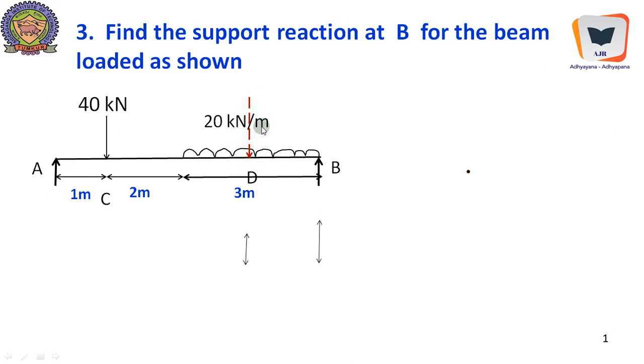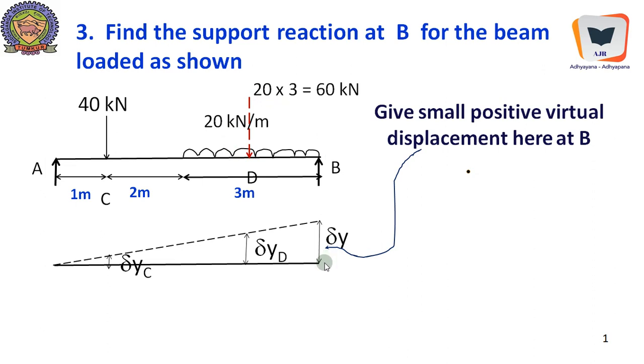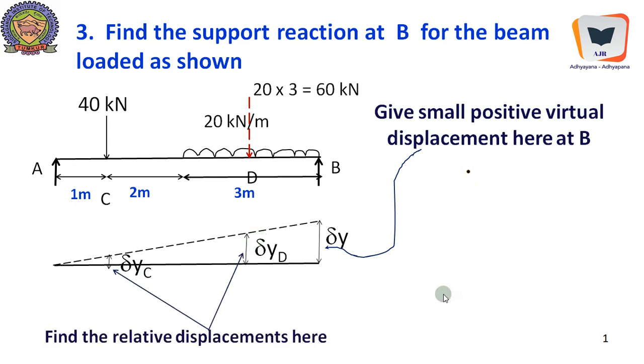The value of equivalent concentrated load is the intensity of the load into the spread over which it is being placed. It is 20 into 360 kilonewton acting right at the center. Therefore we will give a small vertical displacement, virtual displacement of del y positively, that is up. So give a small positive virtual displacement here at B, then the entire beam is lifted, and here there is no virtual displacement. So we know there is a proportional displacement beneath C and beneath D, beneath the loads. So we need to compute this by comparing similar triangles.